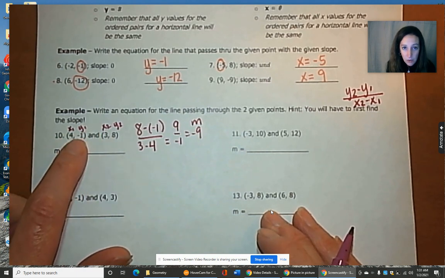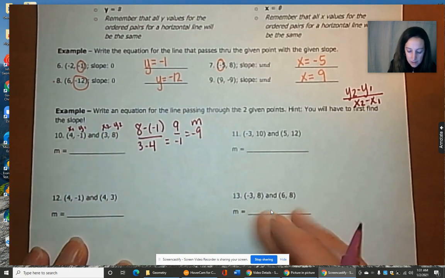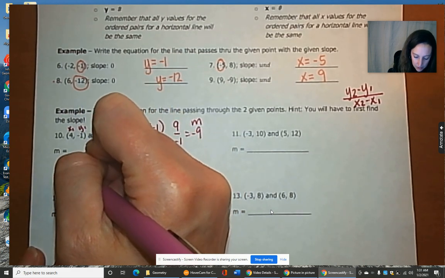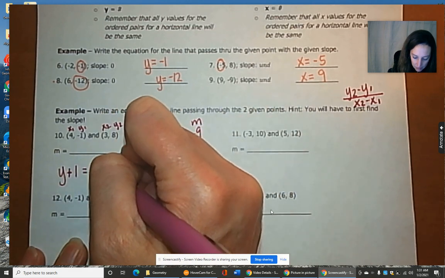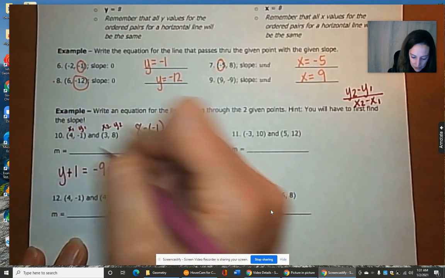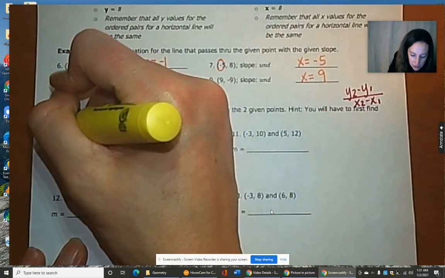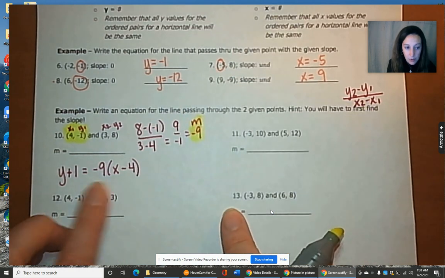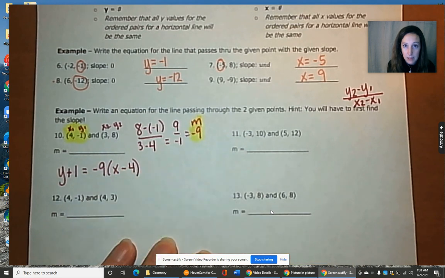I can pick either point to put in for the equation. I'm just going to go with the 4, -1 because I've already labeled it x1, y1 to find my slope, so I'm just going to stay consistent. So I get y minus y1, which is -1. So minus a negative would be a +1, equals my slope, which is -9. It's x minus the x value of 4. Right? So I'm just using x1, y1, and the slope and putting it back into that same equation. If I have a numeric slope, that's what my equation is going to look like.